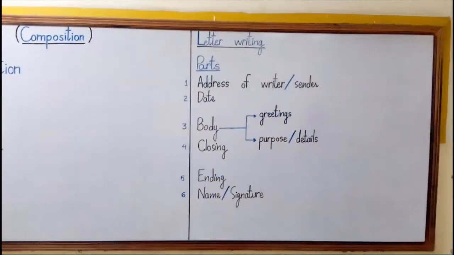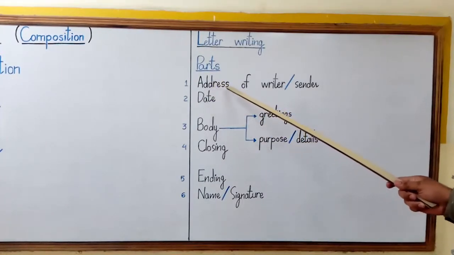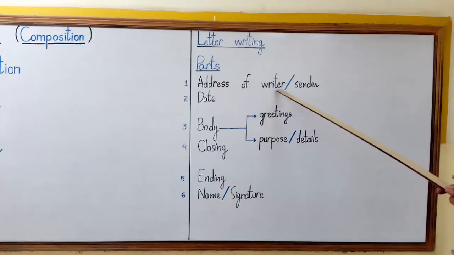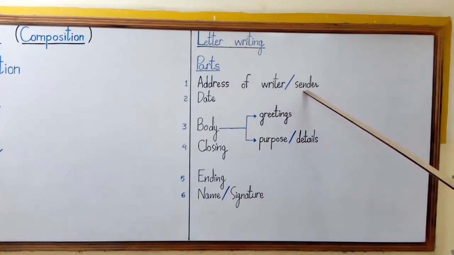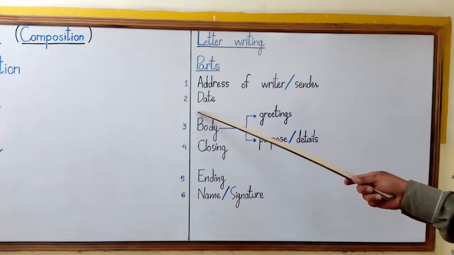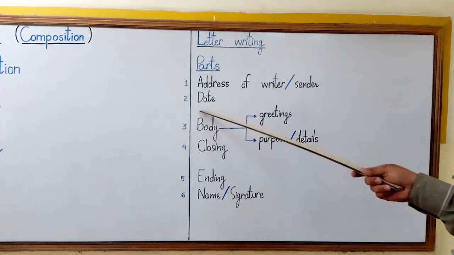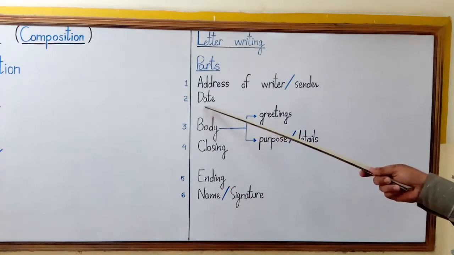Let's go through the parts of letter. There are 6 parts of letter. Part number 1, address of writer or sender. Part number 2, date. Then there is space in between date and body, which means that you have to skip one line here after the date.